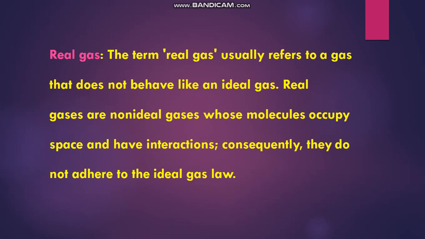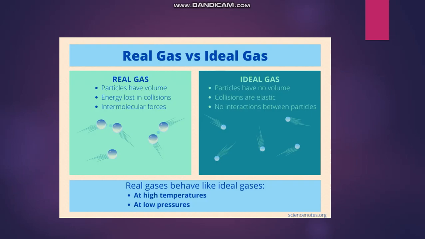Similarly, we can represent real gas. The term real gas usually refers to a gas which doesn't behave like an ideal gas. Real gases or non-ideal gases are those whose molecules occupy space and have interactions. Consequently, they do not adhere to the ideal gas law. Both ideal gas and real gas can be represented like this. You can see the basic differences. Real gas particles have volume, energy lost in collisions, and intermolecular forces. Ideal gas particles have no volume, collisions are elastic, and there are no interactions between the particles.